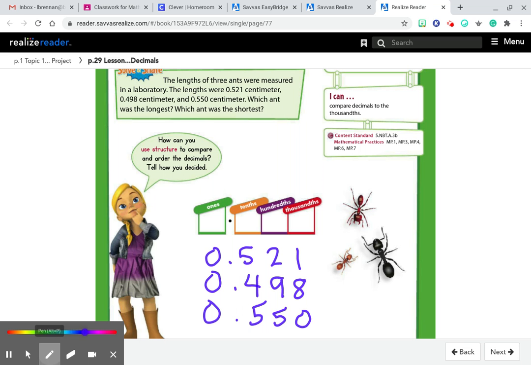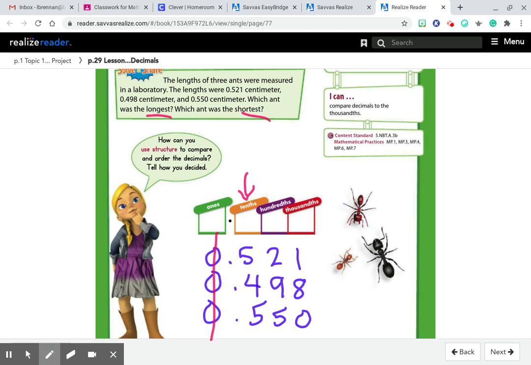So let me change colors here so we can see what I'm talking about. There's nothing in the ones place, so they're all the same or equal in the ones place. Then we go to the next largest place value, which is the tenths place. We're looking for the longest and the shortest.